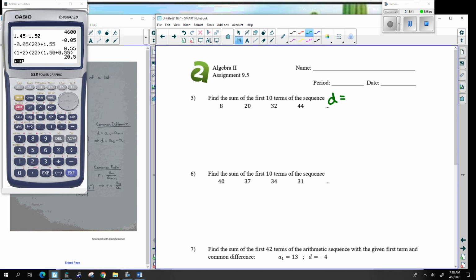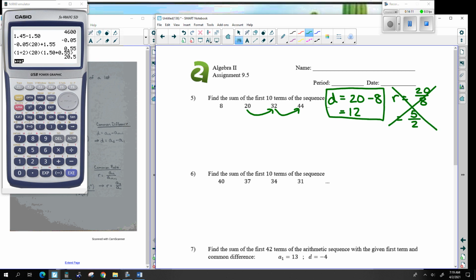So I see that the difference in this situation would be 20 minus 8, or the ratio in this situation would be 20 divided by 8. All right, so it's either I'm adding 12 or multiplying by 5/2. And looking at these last ones, I see that it is indeed adding 12. So this is indeed arithmetic, not geometric.